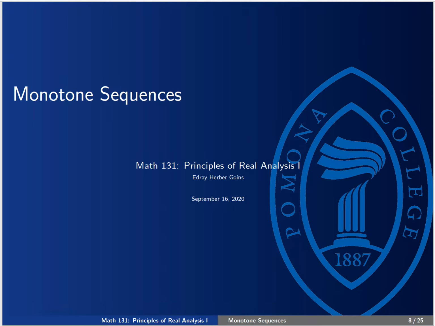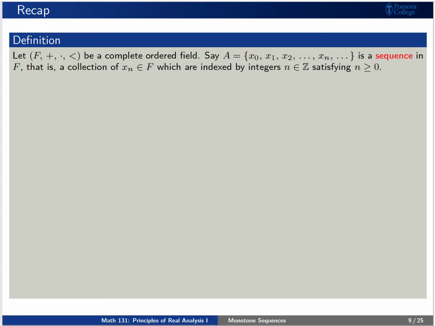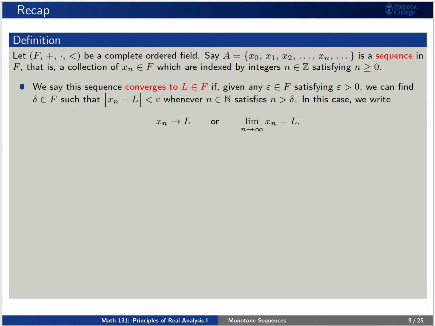Today we're going to talk about monotone sequences. Let's recap some ideas from before. Say that F is a complete ordered field and that we have a sequence, that is, a collection of elements x sub n in F, which are indexed by some natural numbers n. Here we assume that n is an integer greater than or equal to 0. We make a few definitions for the sequence.